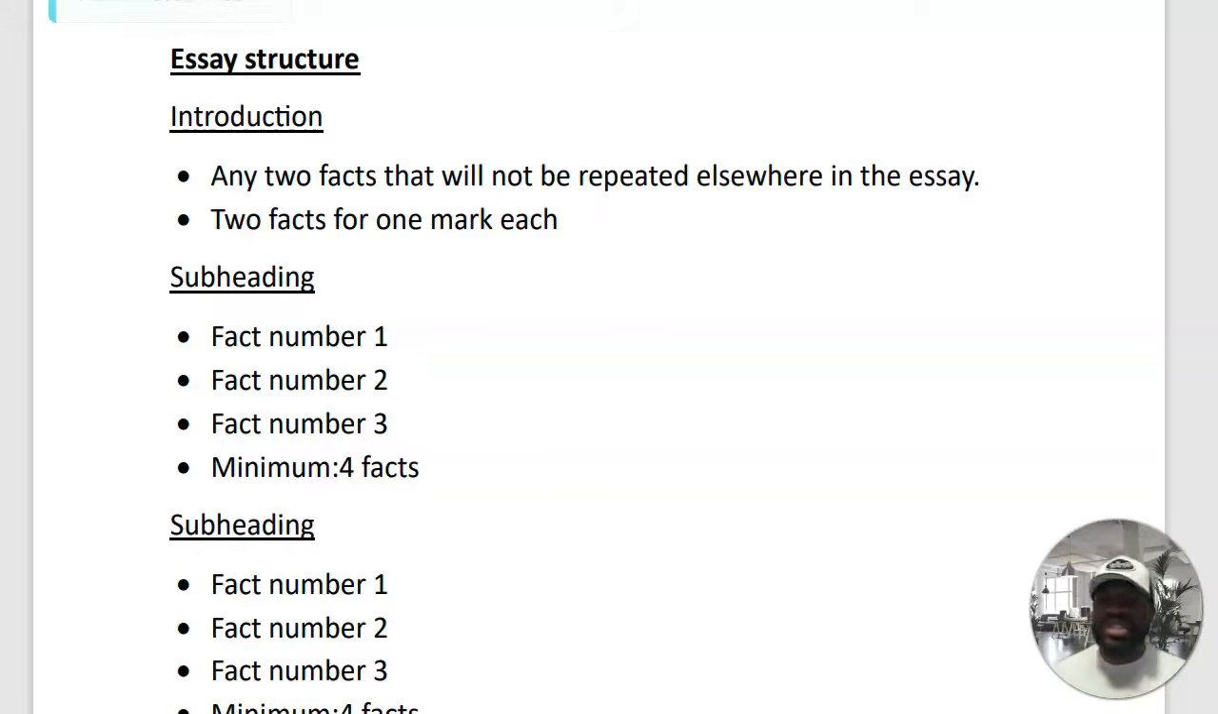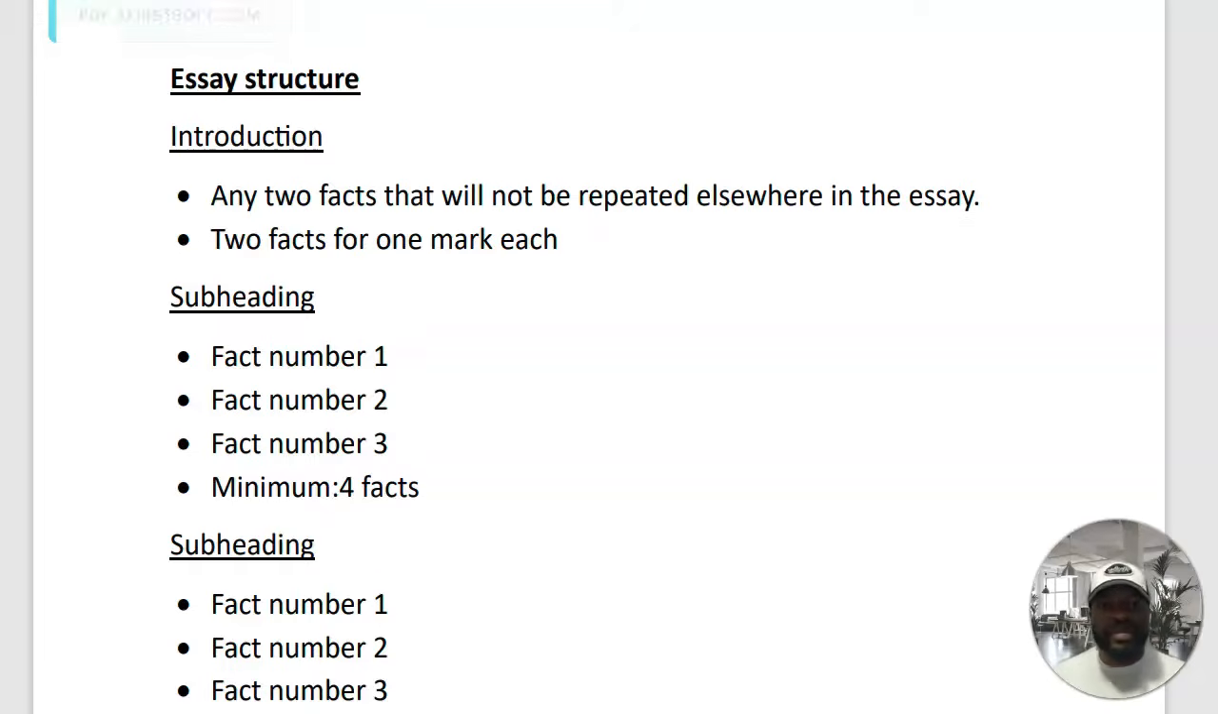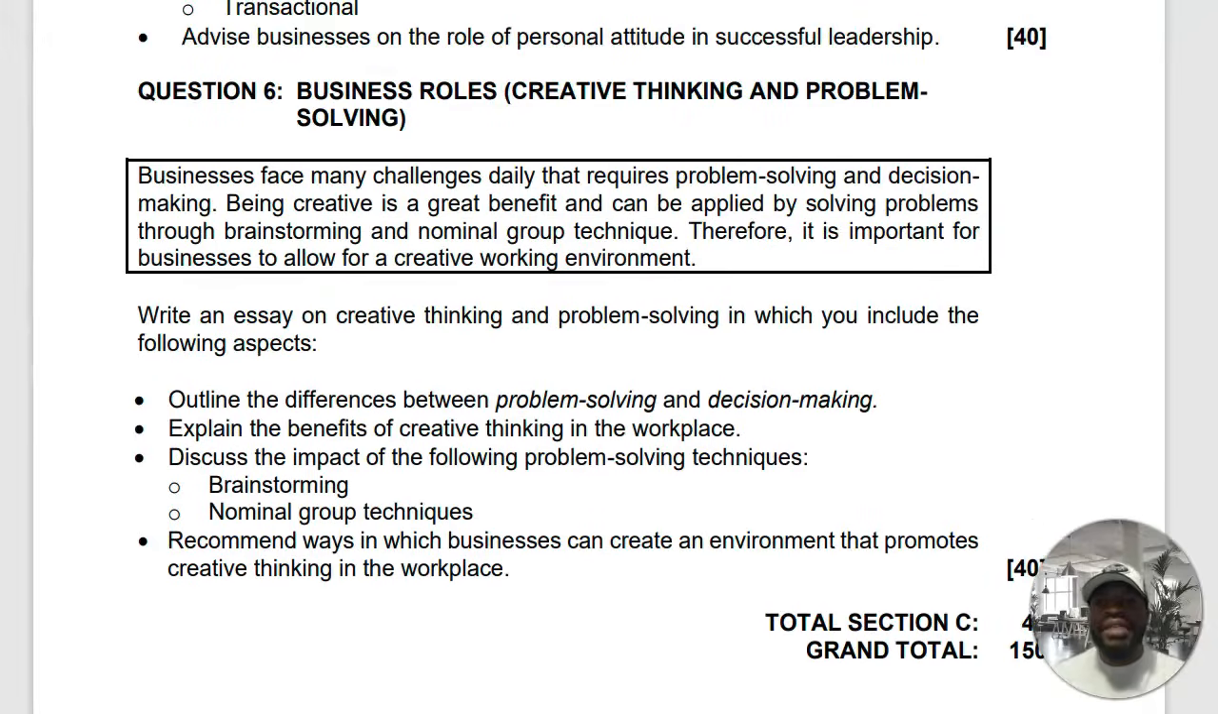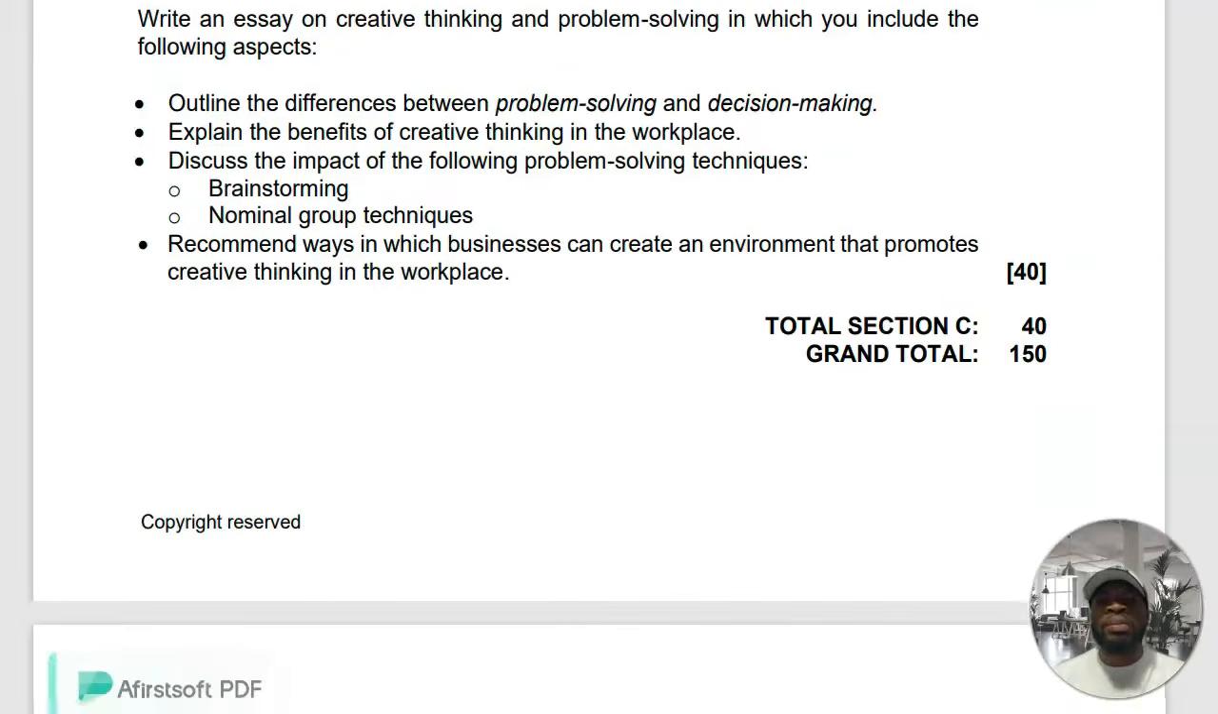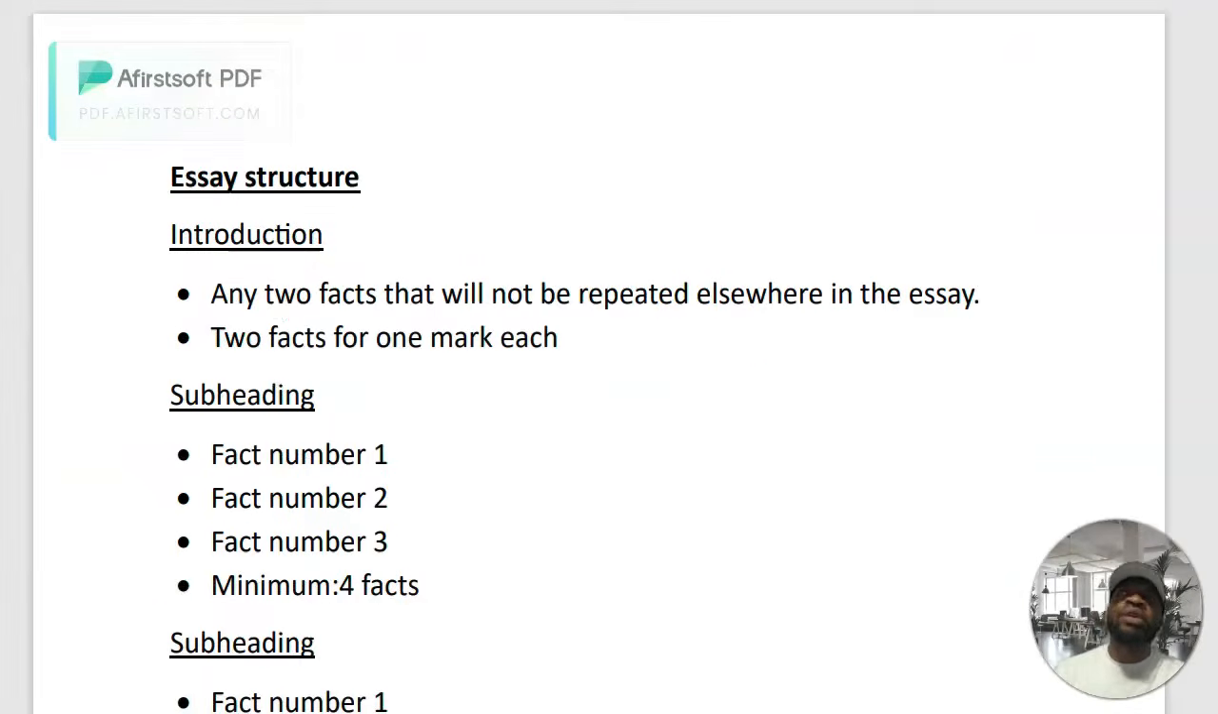Here we are just introducing the topic, nothing hectic. So here you are going to give something light like the meaning of what we are talking about. So for example, here we are asked about the differences between problem solving and decision making. So a good introduction would be to mention the meaning of problem solving or the meaning of creative thinking. So that would be good. The meaning of decision making as well, because you are touching on the meaning without going into the differences.